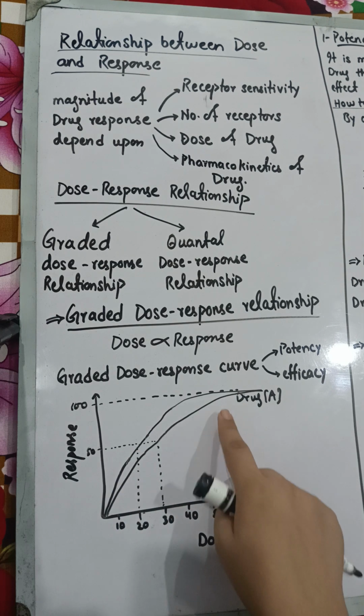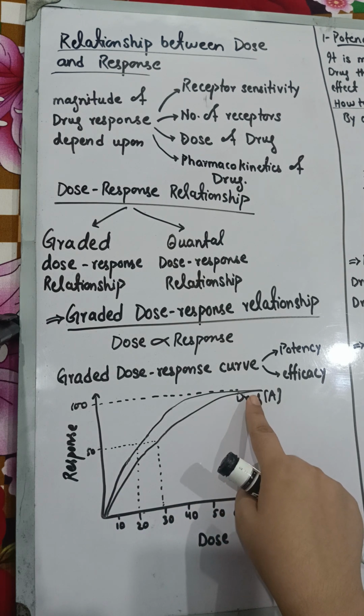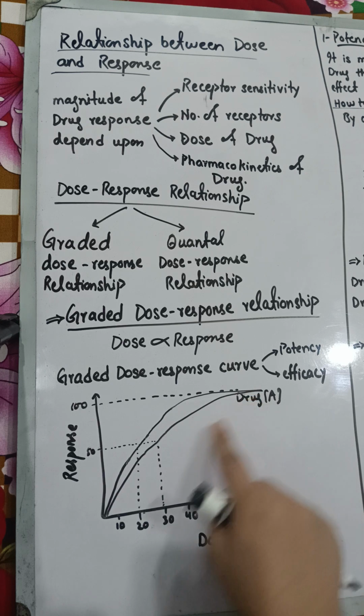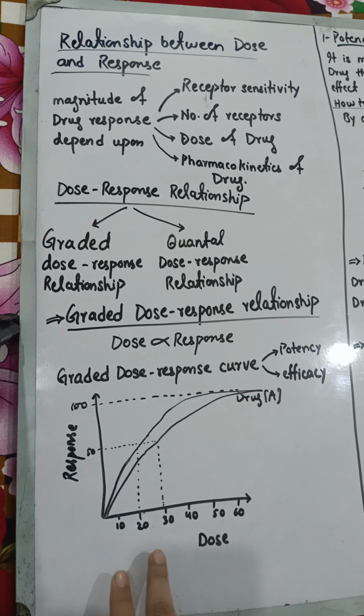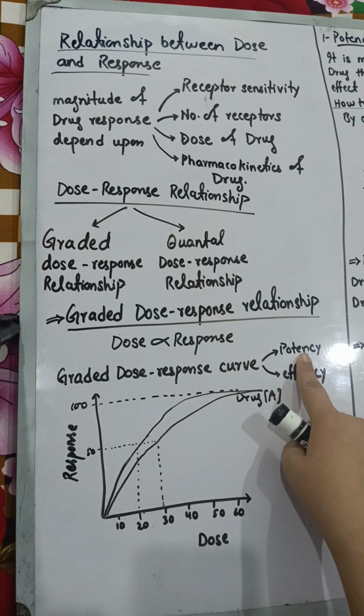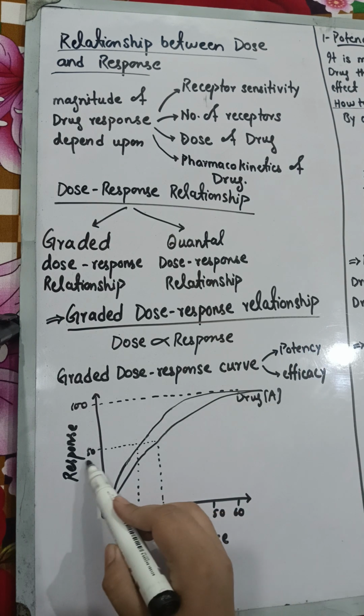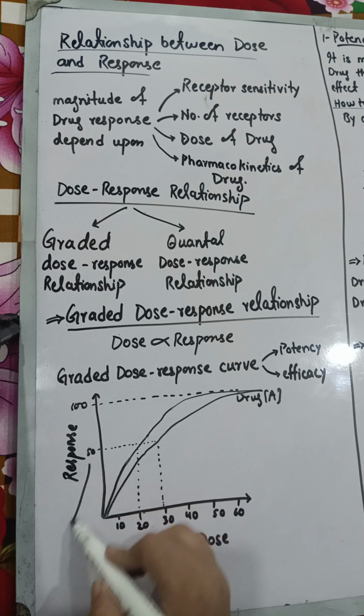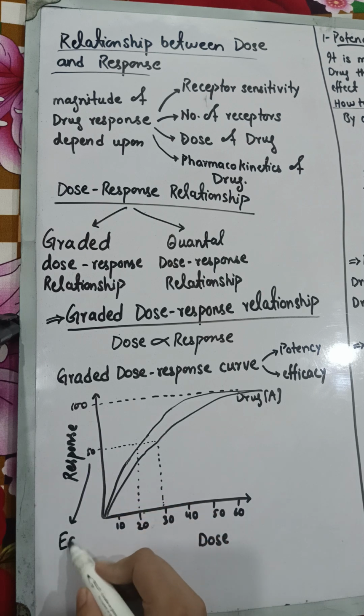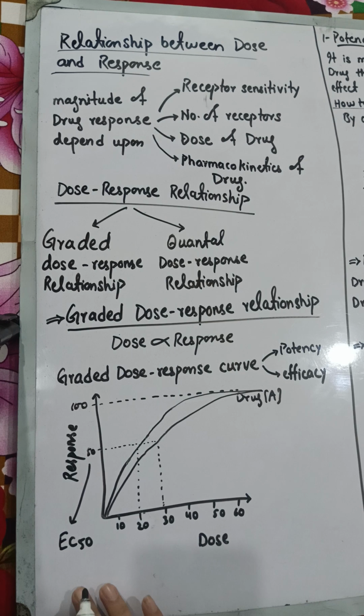But at the end, both of these drugs reach 100% of their response. So now this will help us find out the potency of the drug. This 50% of the response is representing EC50. Okay, now what is EC50? We will discuss it on the next slide.